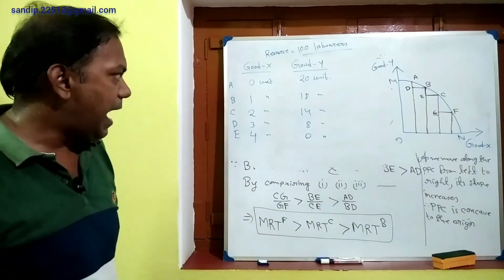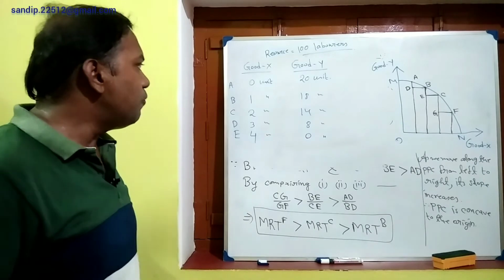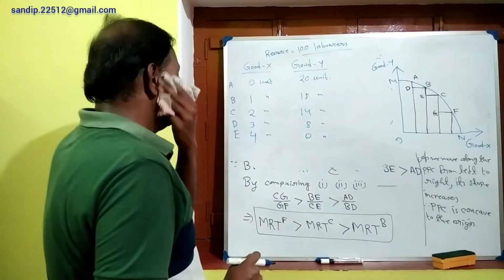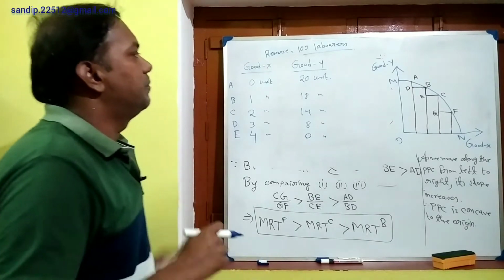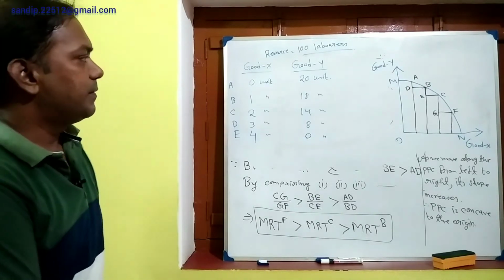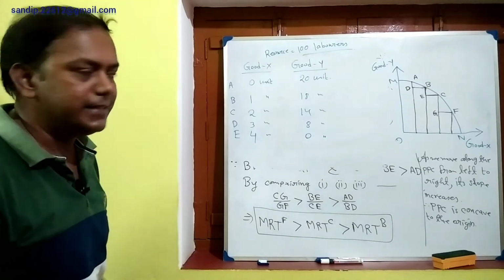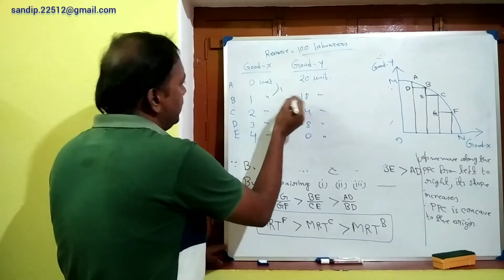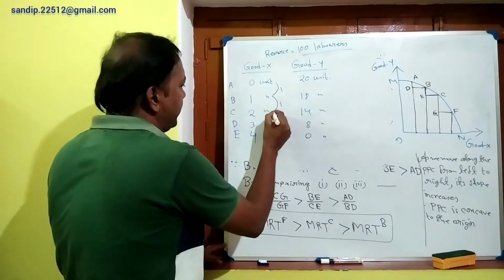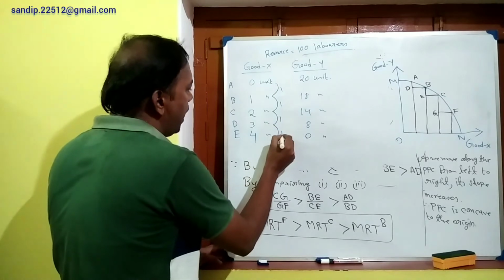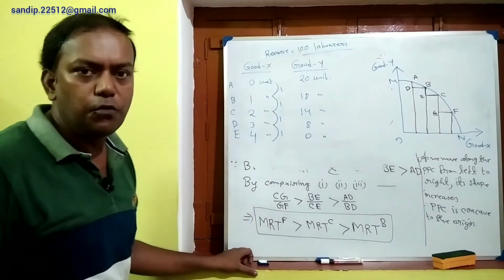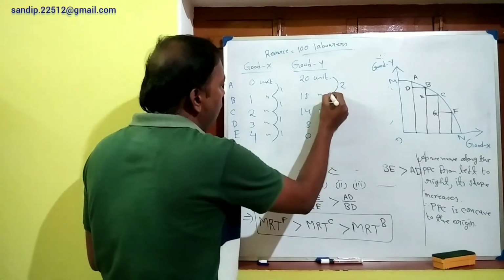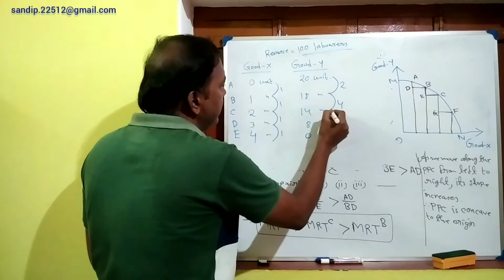There also I have told you that if we want to measure what actually the PPC slope is, how it is coming, you can see for every 1 unit extra production of good X, the amount of sacrifice of good Y is increasing now.